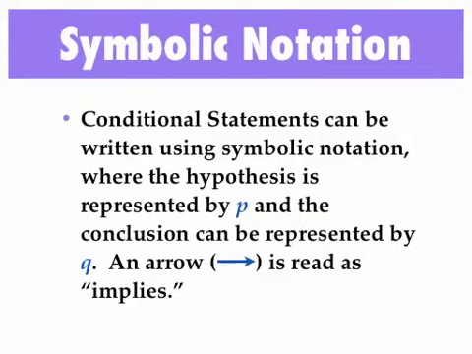Symbolic notation. Conditional statements can be written using symbolic notation, where the hypothesis is represented by P and the conclusion can be represented by Q. An arrow is read as "implies that." Remember with conditional statements, so far we've written them in if-then form. And the if part was the hypothesis, and the part that came after then was the conclusion.